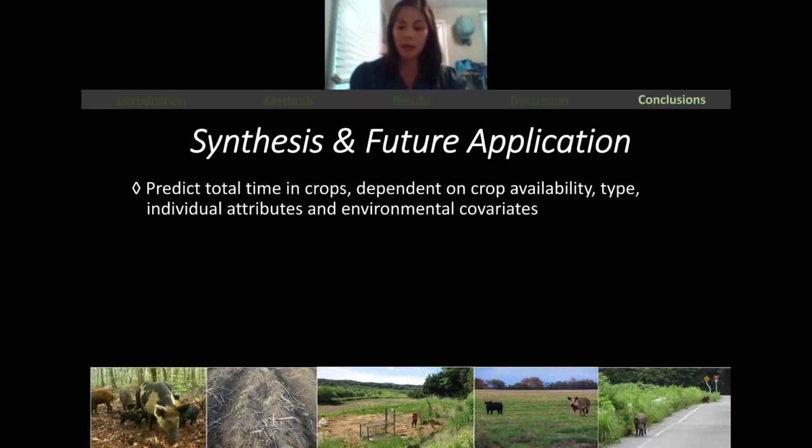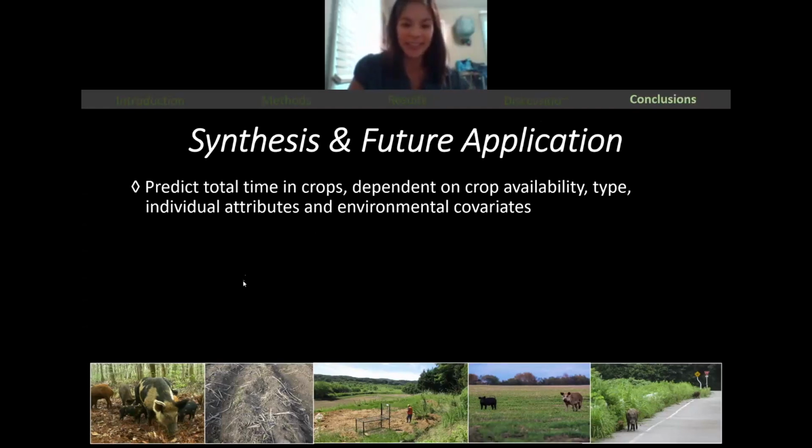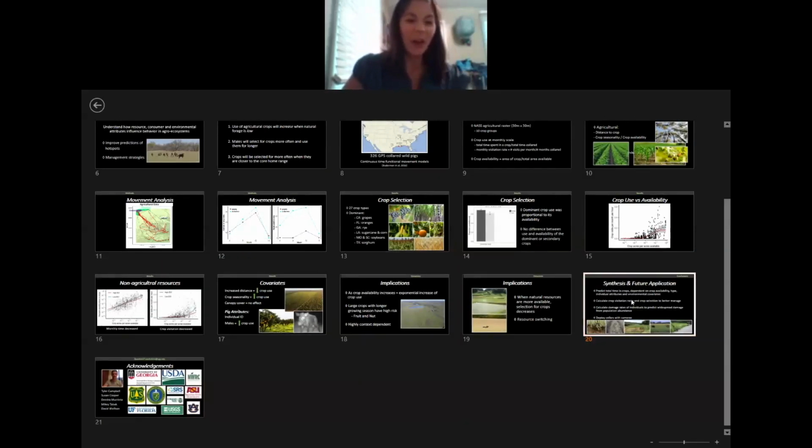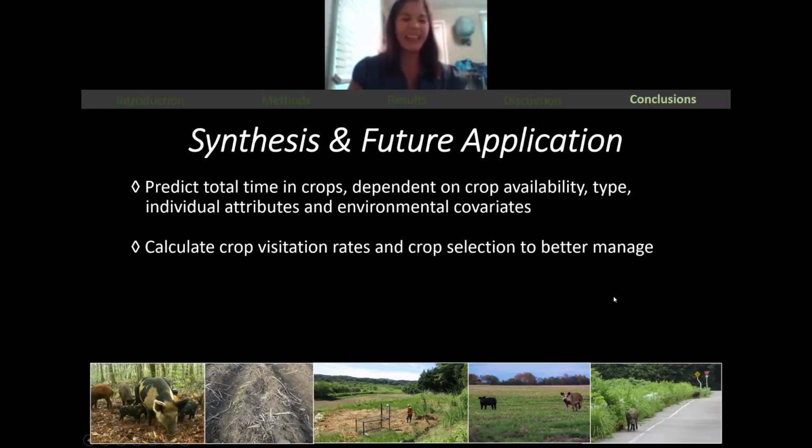And these context dependencies, see if I can get this to advance again. No. There we go. Okay.